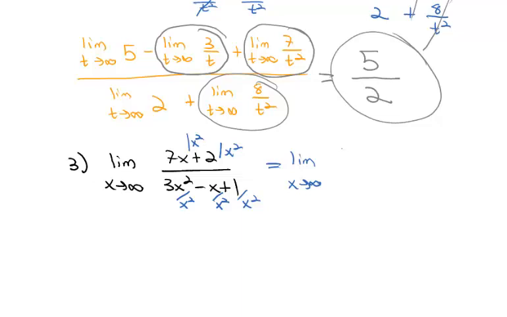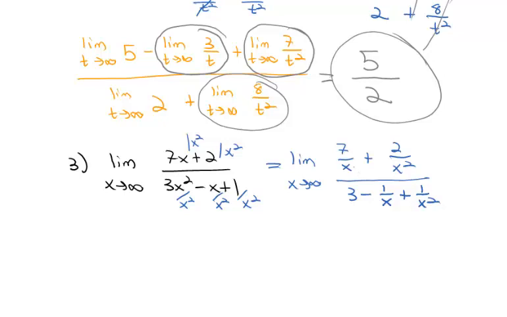7x over x squared is going to leave us with 7 over x, plus 2 over x squared, all over, the x squareds divide out, we're just left with 3, minus, reduce an x, we have 1 over x, plus 1 over x squared.